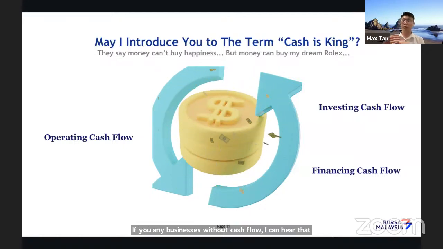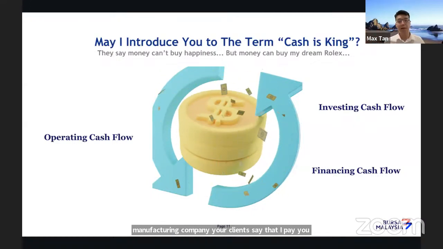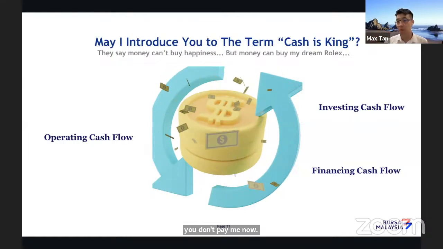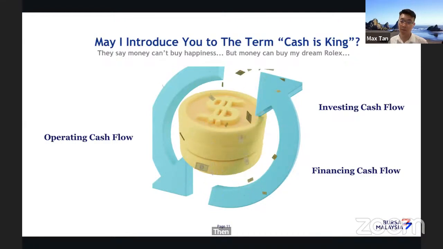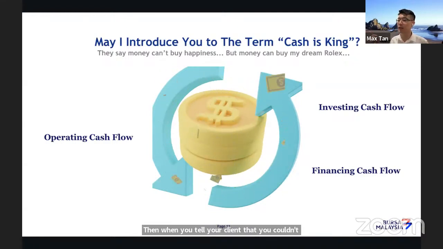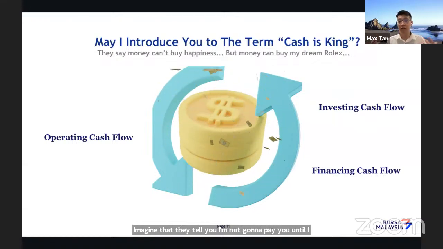No matter whether you're running a coffee shop, imagine your customer pays you 3 days, 6 days later, or when you're running a manufacturing company, your client says that I pay you 60 days later, and your supplier comes and chases you. If you don't pay me now, I'm not going to supply you the next batch of raw material. Then when you tell your client that you couldn't produce the next batch for them, imagine that they tell you, I'm not going to pay you until I get the next full batch. So what happened to your business? Effectively, you're stuck in the middle and your business couldn't run anymore.